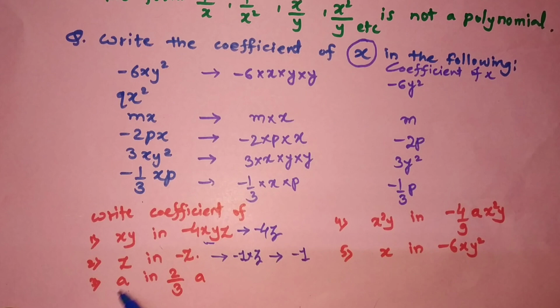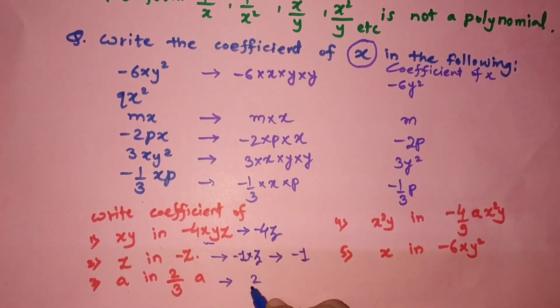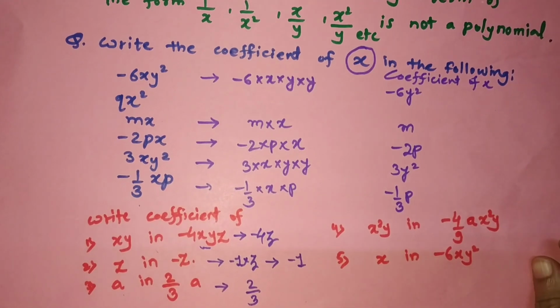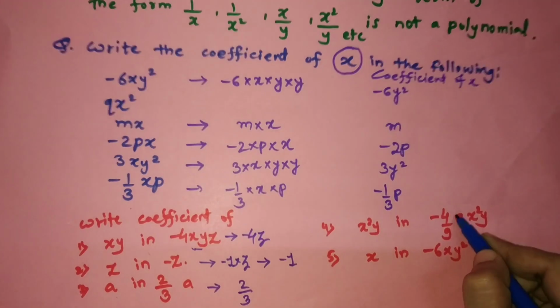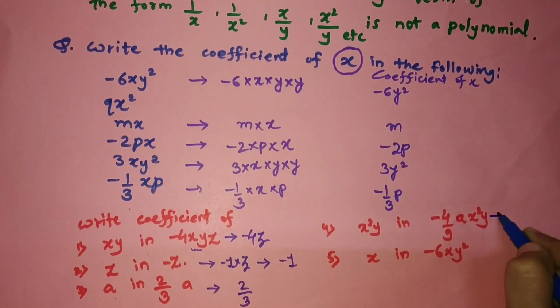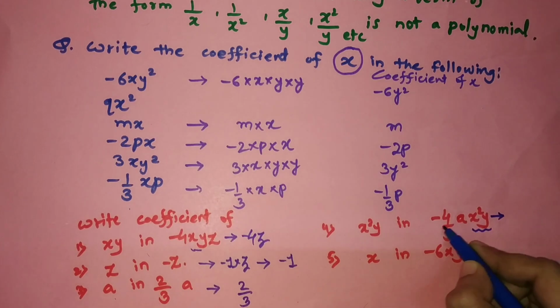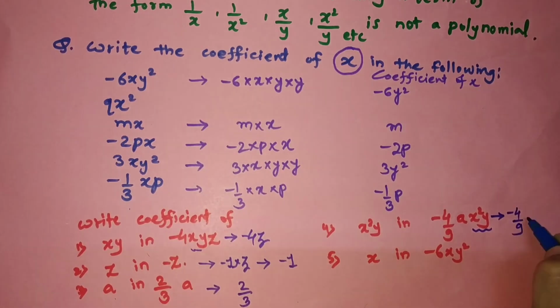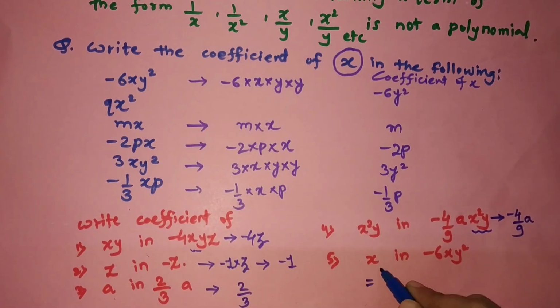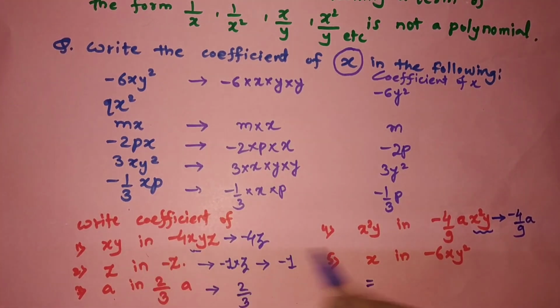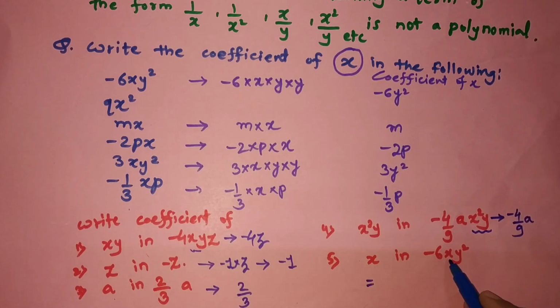Next we want to write the coefficient of a in 2 by 3a. So in 2 by 3a, its coefficient is 2 by 3. And the next, we want to write down the coefficient of x square y in minus 4 by 9 a x square y. So x square y is here multiplied by minus 4 by 9 a, which is nothing but its coefficient. And next, we need to write down the coefficient of x in minus 6xy square. So here x is multiplied by minus 6y square.